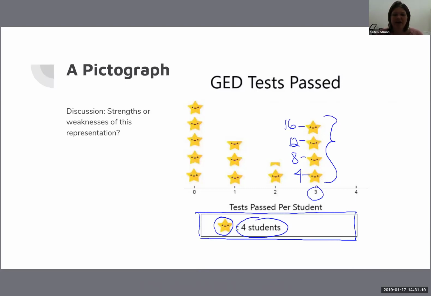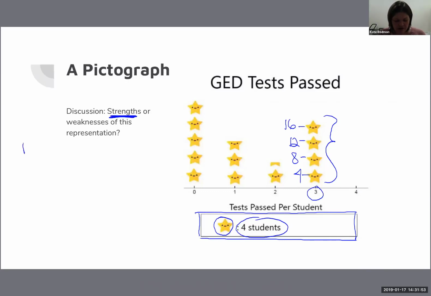Okay, but now try to answer this. How many students have passed 1 test? 11. It is 11, but hard to tell. You know, you have a part of a star. You're like, oh, is that 10? Is that 11? I'm not sure. It's more than half a star. Yeah, you said more than half, must be 11. Very nice. But that can definitely prove to be tricky for students.